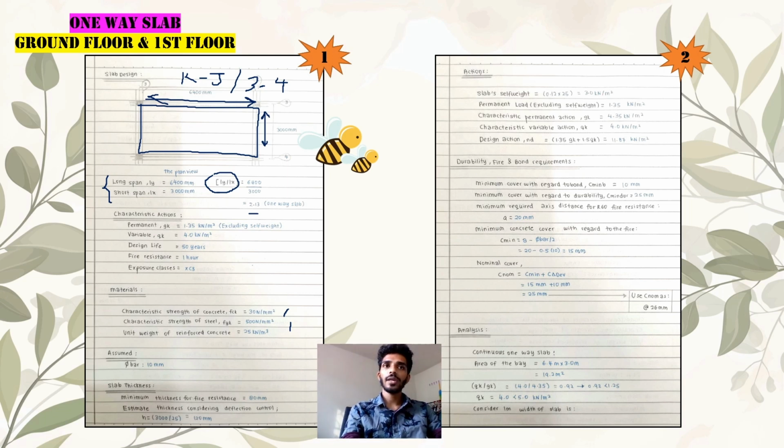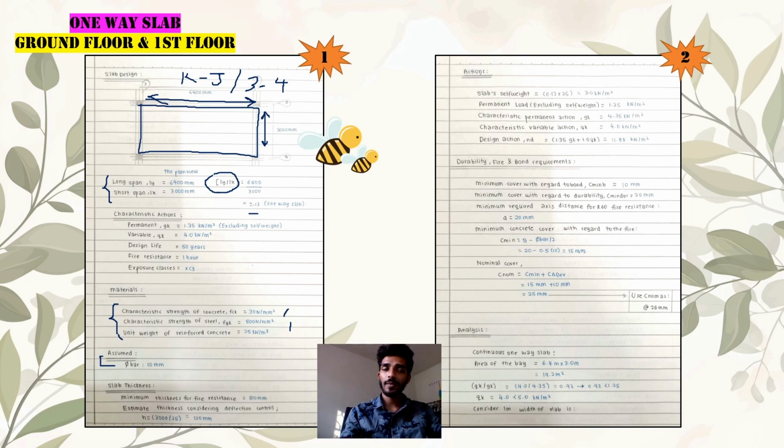So this is what we can identify for the materials for the one-way slab for the ground floor and also the very first floor. The same thing will be applied to the ground floor and also first floor for the one-way slab specifically. It was given in the drawing that the assumed bar will be 10 millimeters. So we're going to identify the next step, which is the slab thickness.